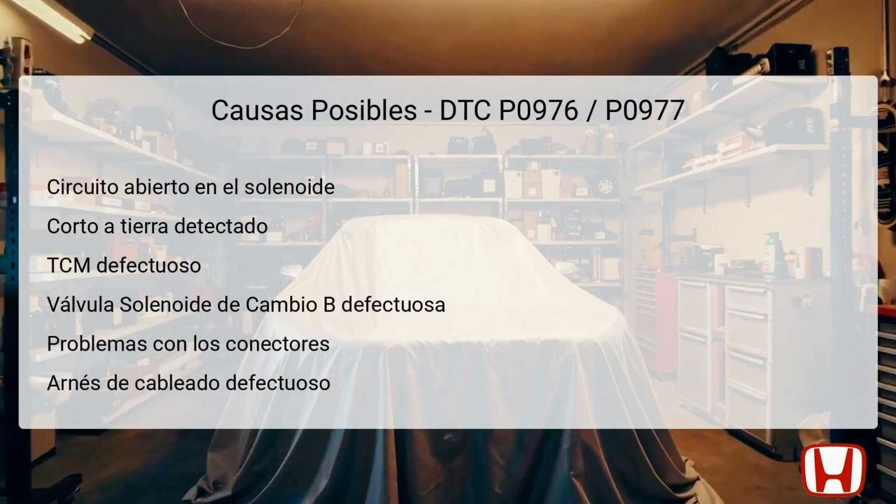Furthermore, issues with connectors that join these components or problems related to the wiring harness could exacerbate these DTC codes, resulting in miscommunication between the TCM and the solenoid. Each of these possibilities warrants careful inspection and testing to establish the source of the problem accurately.